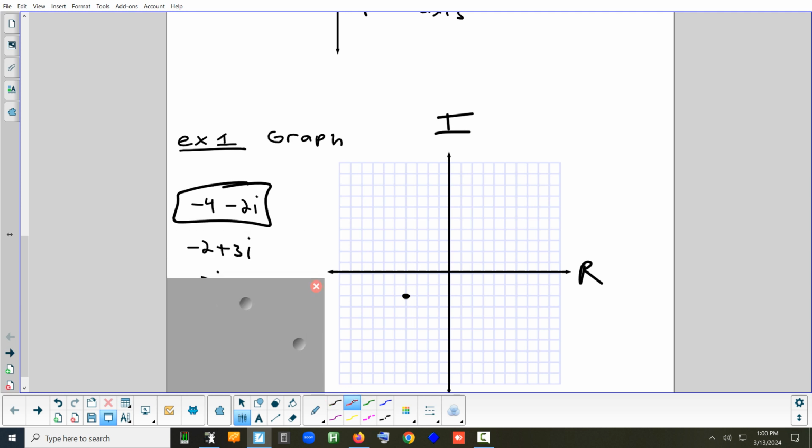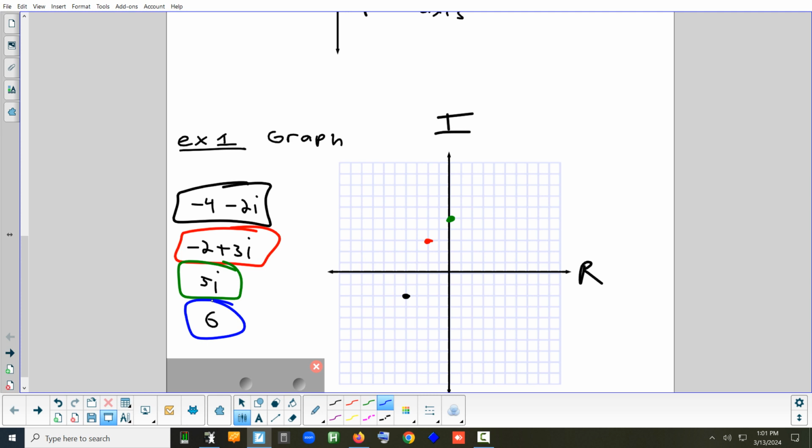How about -2 plus 3i? How would we do that one? Yeah. Left 2, up 3. There you go. How about 5i? What would that be? Would that just be up 5? It would just be up 5. The real part is like 0, so you're not going left and right. So that would be right there. How about 6? Right 6, because it has a real part of 6 and an imaginary part of 0.